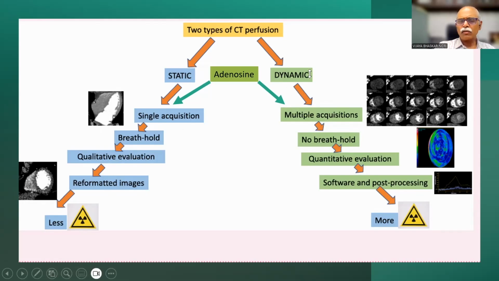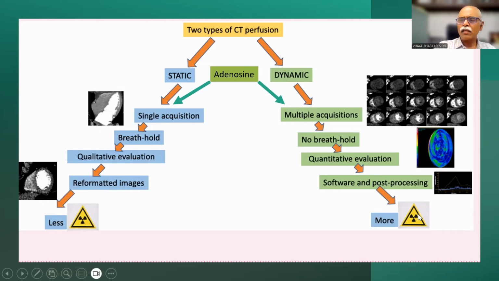Whereas in a dynamic perfusion, after giving adenosine, you acquire multiple data sets, multiple sequences, about 15 to 20. That means after giving the adenosine, when the peak hyperemic stress is achieved, you acquire multiple acquisitions, 15 to 20. These are non-breath-hold sequences, shallow breath-hold sequences. They do quantitative evaluation. They give you absolute myocardial blood flow values or numbers. And you need a dedicated software for post-processing. You need dedicated AI-based algorithms for post-processing. And obviously, because you do a dynamic study, you have multiple acquisitions, radiation is high.